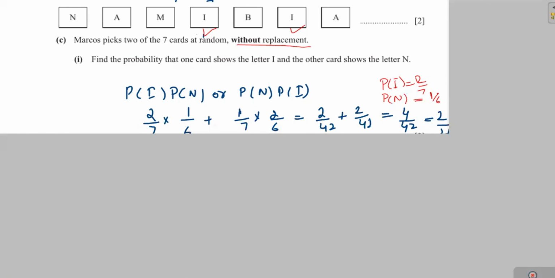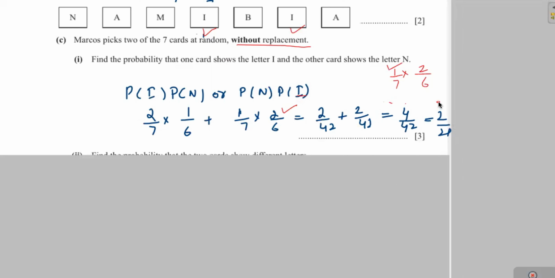When we take the first letter N, the probability will be 1 over 7. But when we take the second card I, the total I cards are 2, but the total cards remaining are 6 because 1 is already picked. Therefore, we write 2 over 6. Now we simplify this. We get 2 over 42 plus 2 over 42. This becomes 4 over 42, which equals 2 over 21. And this is the answer.